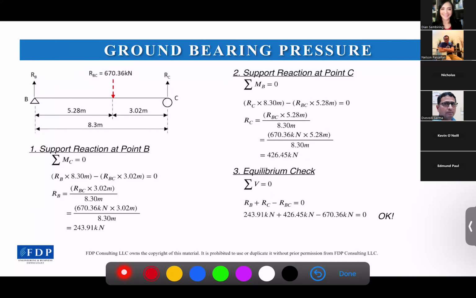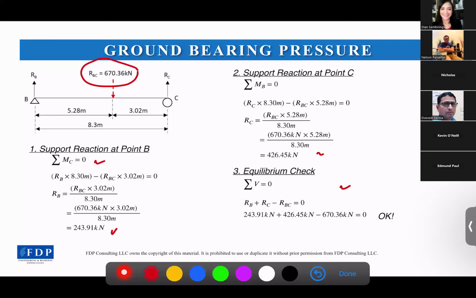Then we do the same to get the reactions at B and C by using the combined reaction BC, 670.36 kilonewton, that we have calculated. To get the reaction at point B, we use total moment at C equals 0. Then we get RB is 243.91. And with the reaction at C, after that we do the equilibrium check.